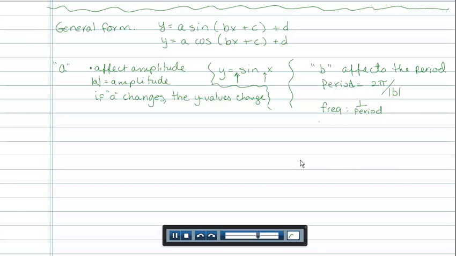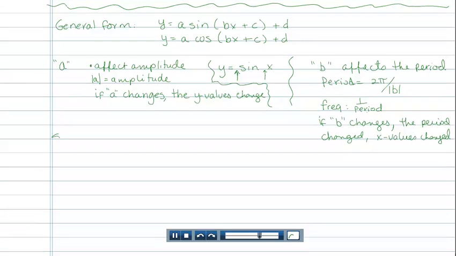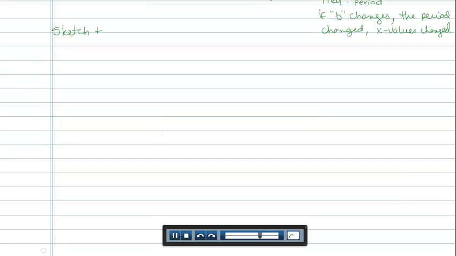If B changes, that means if B is no longer 1, two things have happened. The period has changed, and the X values have changed. Alright. Let's start simple. Let's sketch and get info for y equals sine x and y equals 2 sine x.